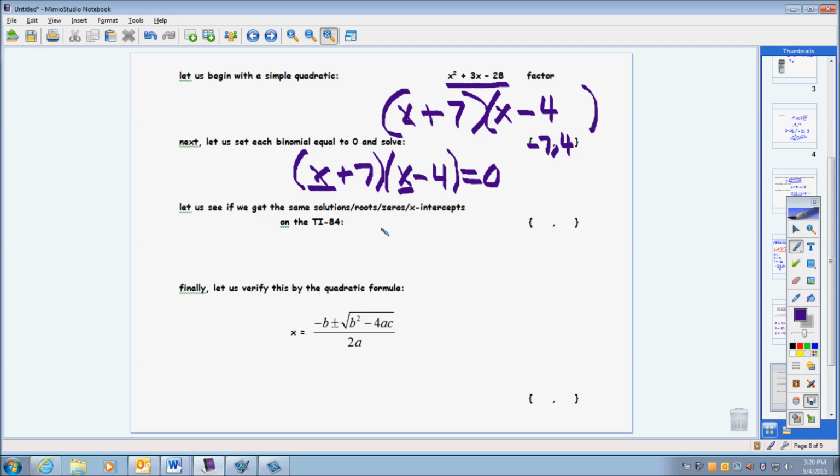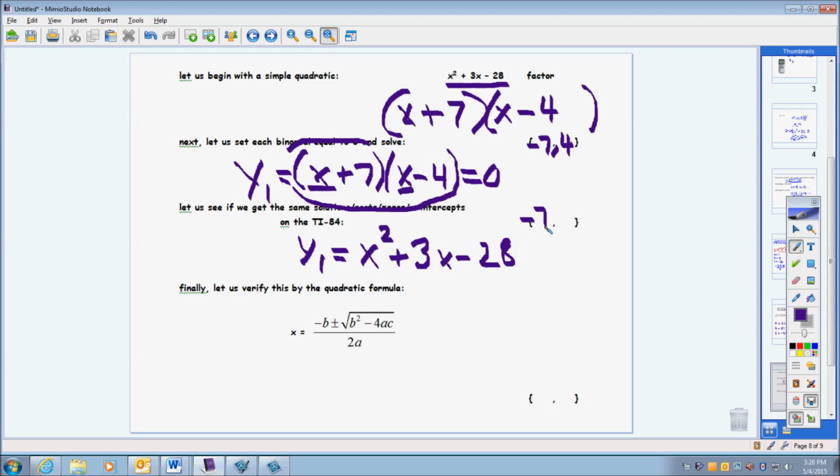Now, let's check this on the graphing calculator. I want you to go to y1, and I want you to put the whole thing in, x squared plus 3x minus 28. By the way, you can also put this one in instead, because this thing right here is the same thing as this. It's just kind of tedious because you have a bunch of parentheses. So that's your call. You can put this one in or this one, and get the same answer. Find the x-intercepts, and I guarantee you, if you did it right, you've got negative 7 and 4 as your 2 solutions.